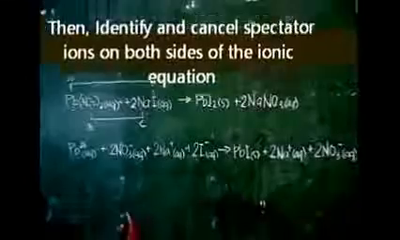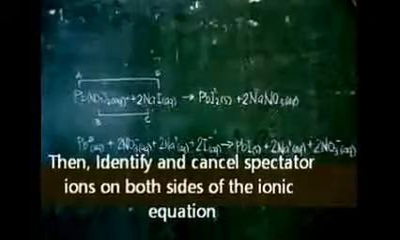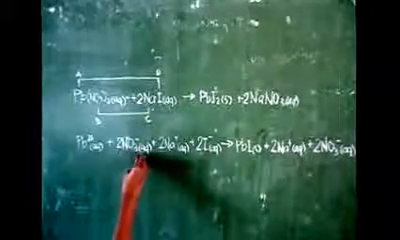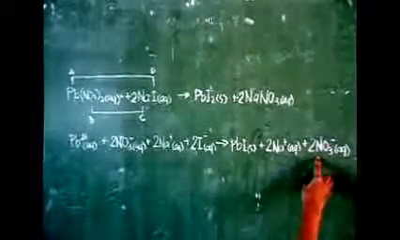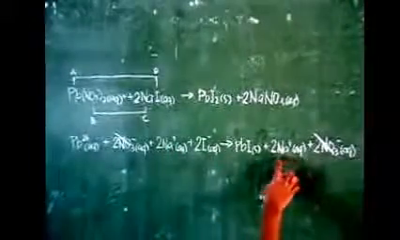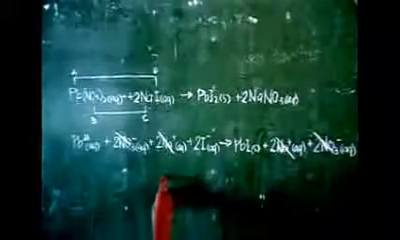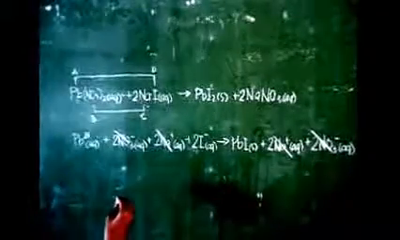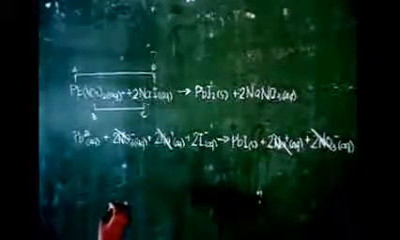Now let's identify and cancel the spectator ions on both sides of the equation to arrive at the net ionic equation. We have 2 nitrates in the reactants and also 2 nitrates in the product, so we can cancel them. Also, we have 2 sodiums in the reactants and 2 sodiums in the product, so we can also cancel them. Since we do not have any more compounds that can be cancelled, we will now arrive at the net ionic equation.